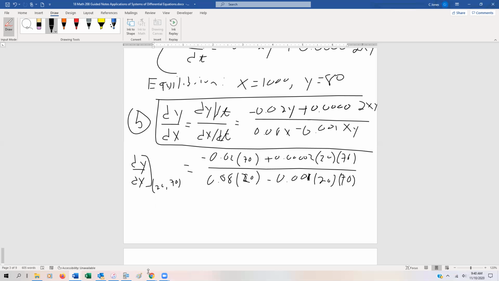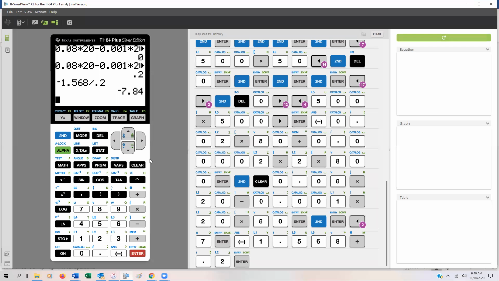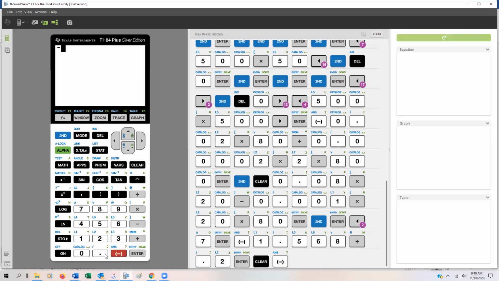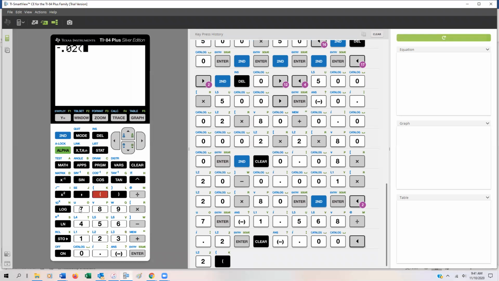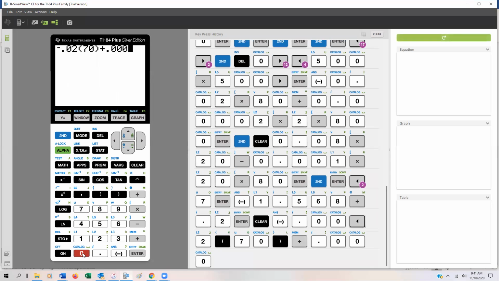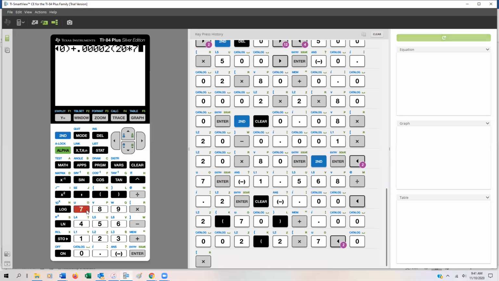So be patient with me as I put this in the calculator. So we have negative 0.02y, and remember y was 70, plus 0.00002, and then 20 times 70. All right, and that's just our numerator. So that's going to give us negative 1.372.